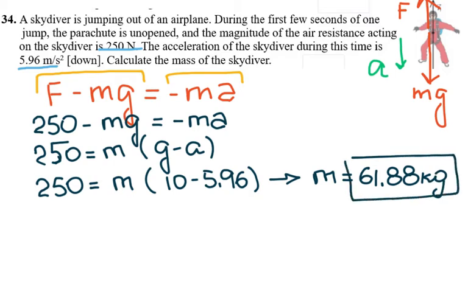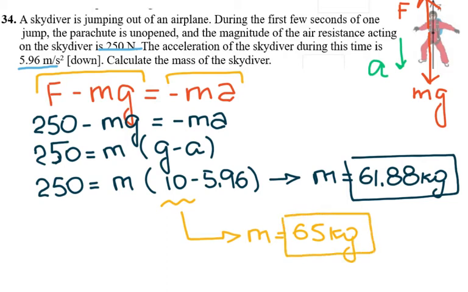If I choose g to be not 10 but 9.8, so for different g, 9.8, my mass would be equal to 65 kilograms. On the AP exam, it doesn't matter which one you choose for acceleration due to gravity, 10 or 9.8. You can choose either one, and the differences in calculations do not count against you as long as you follow the right steps to solve the problem.